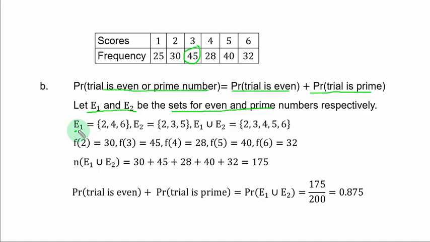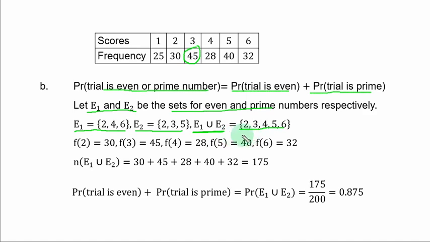So you have E1. From the question, E1 is even number. That is 2, 4, 6. And E2 is prime number that has two factors only. That is 2, 3, 5. Now let's get the union of both. That is combining all the elements, avoiding repetition. That is 2, 3, 4, 5, 6.